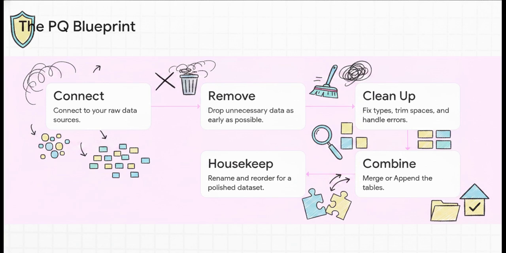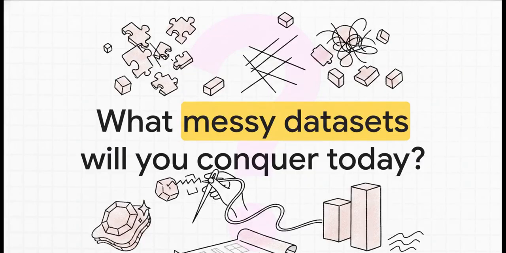Third, clean up your types and spaces. Fourth, execute your merges and appends. And finally, do your housekeeping. If you follow this, you will consistently transform scattered sources into perfectly structured models that are ready for complex calculations and stunning dashboards.